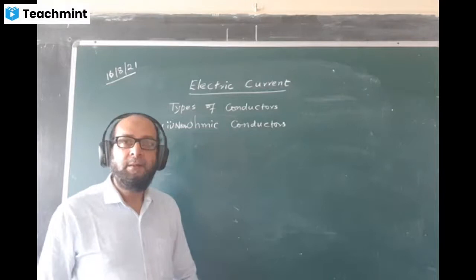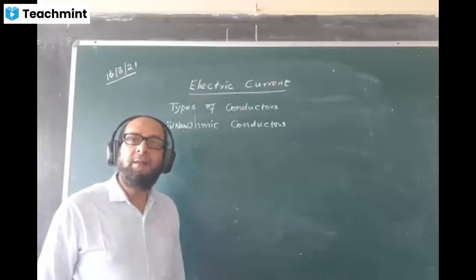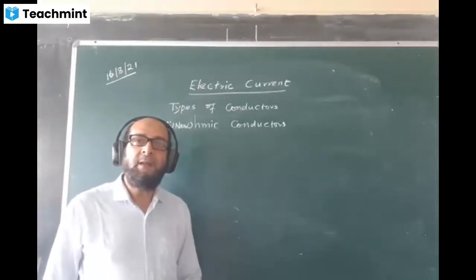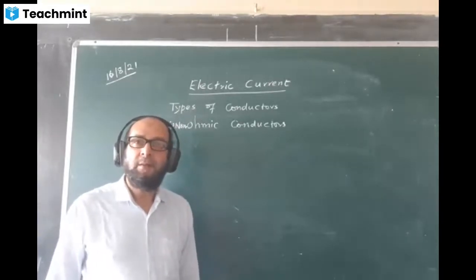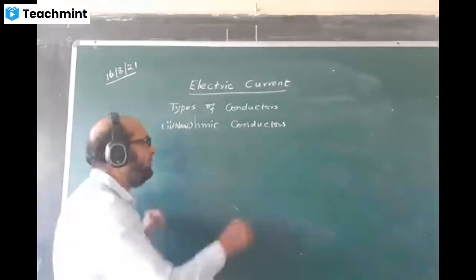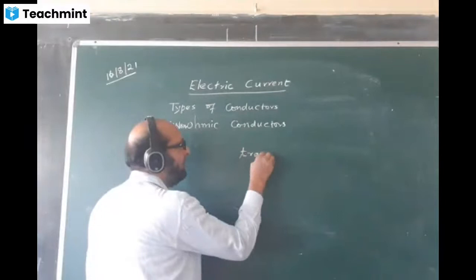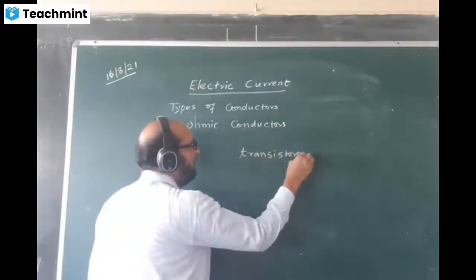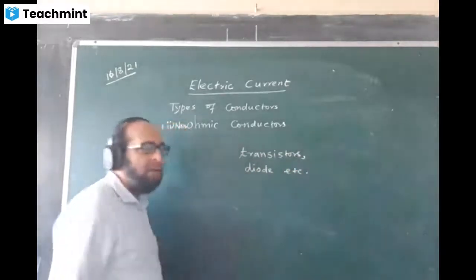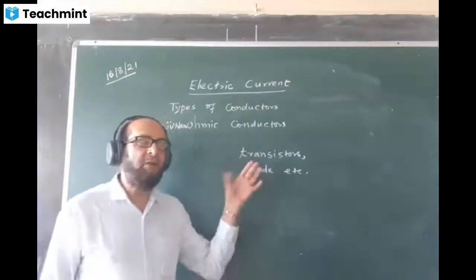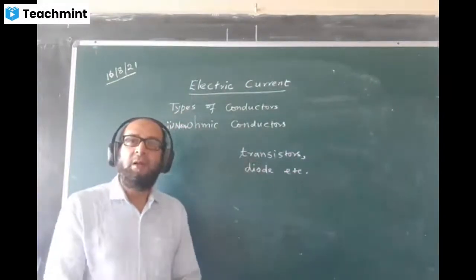Bulb, right. Semiconductors, comma, transistors, comma, diode, etc. Transistor is not a radio set, okay? Transistor is a small electronic device.